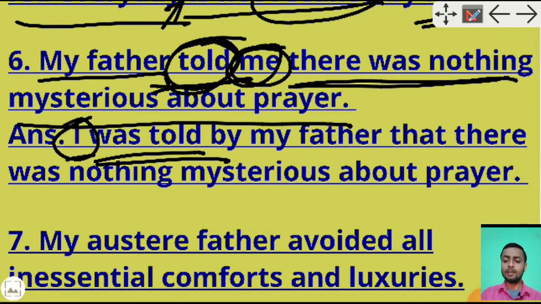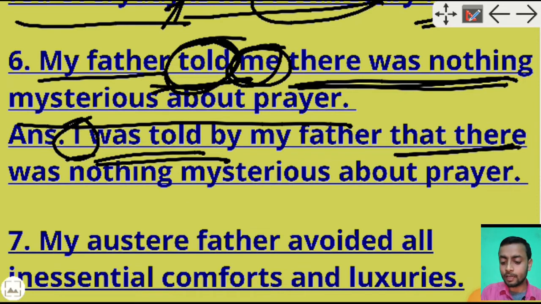So it is quite easy to handle this in this way, or you can also solve this by taking the next part of the object and making it the subject. As I have not written this, but this will be: that there was nothing mysterious about prayer was told me by my father. This will be the optional answer.